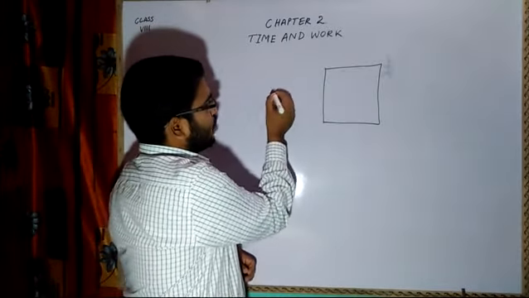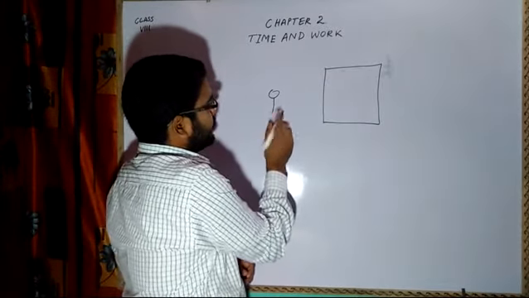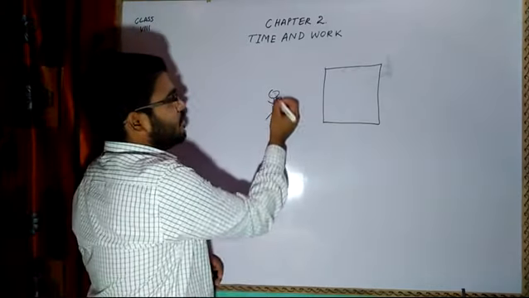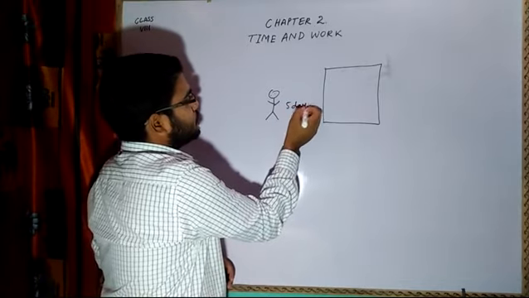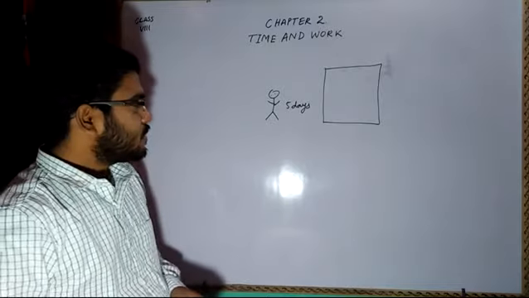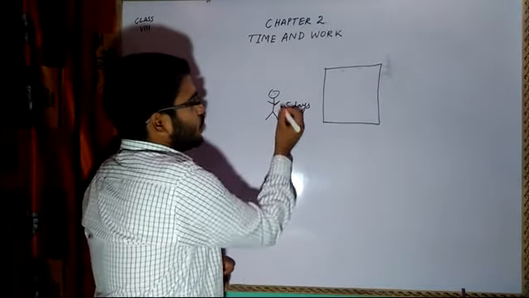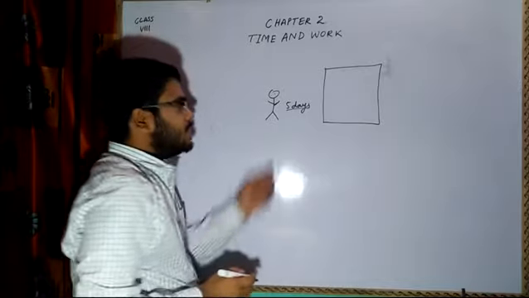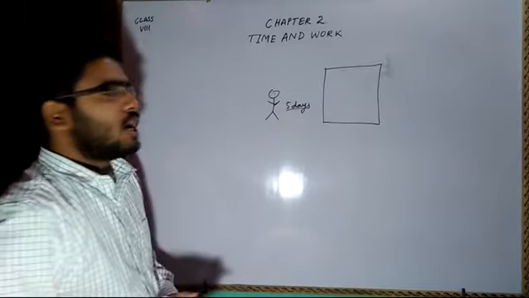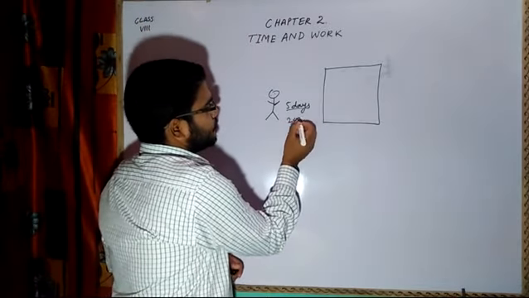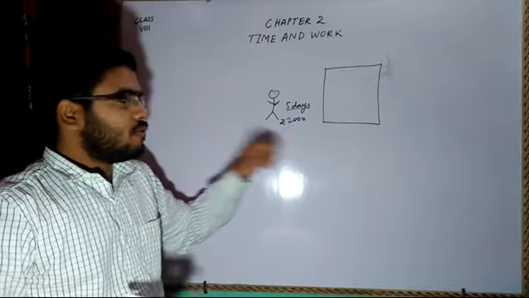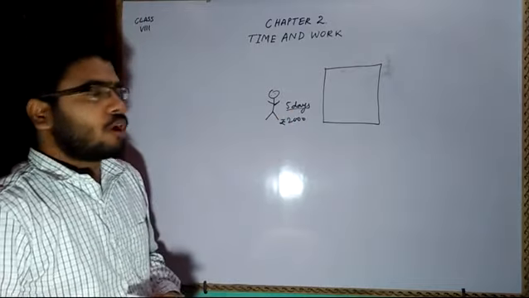Now that particular man came and said that he will be able to do it in 5 days. So I agreed. I said, okay, you do the work in 5 days. Then I talked to him and asked how much money he will charge. He said rupees 2000. Well, I decided that in 5 days he will complete the work and I will give him rupees 2000.